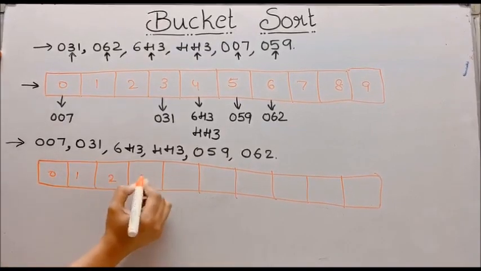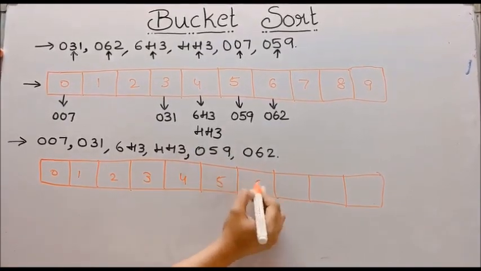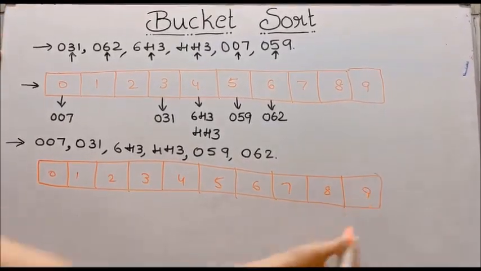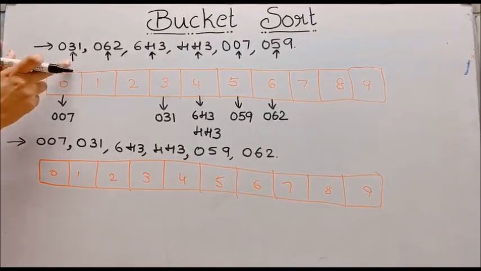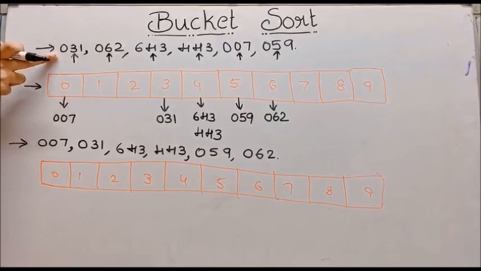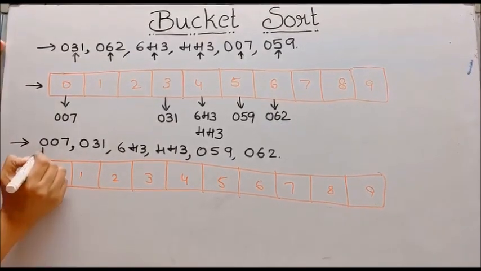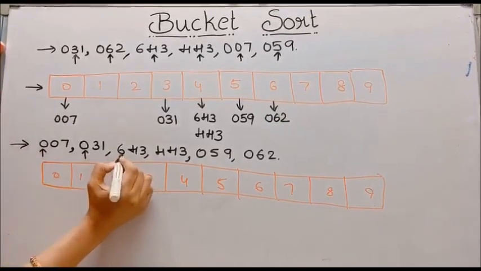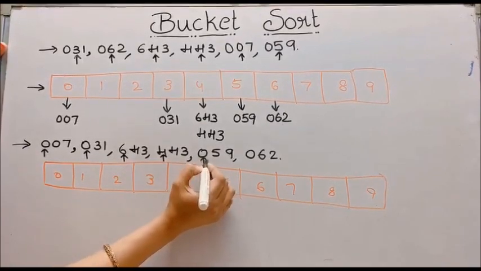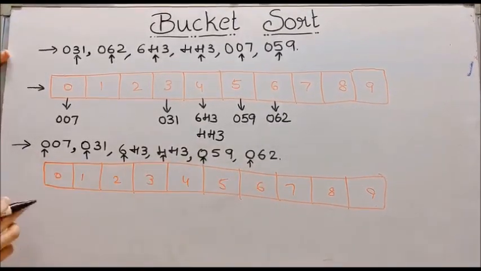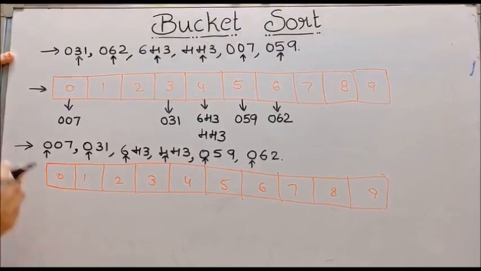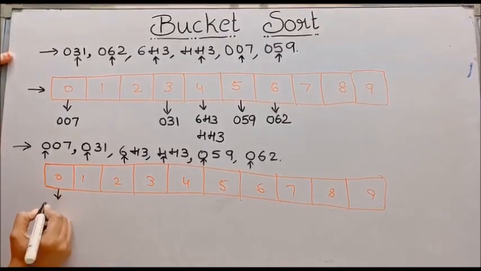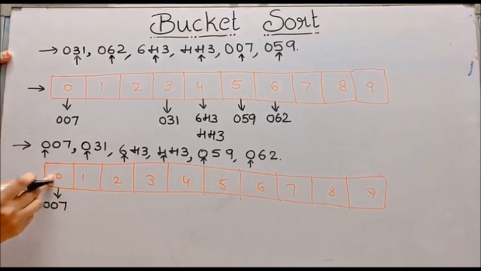0, 1, 2, 3. Now, in the previous iteration, we have taken the middle bit. Now, the last bit. The last bits are these. So, according to these bits, we need to store them in their respective buckets. The first one is 007, the MSB bit is 0. So, I am storing that 7 in 0th bucket.